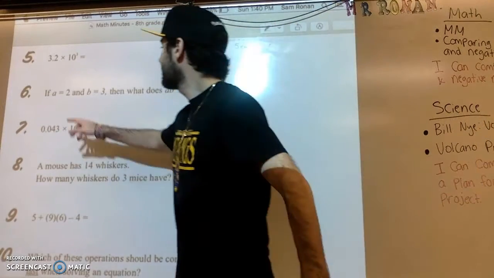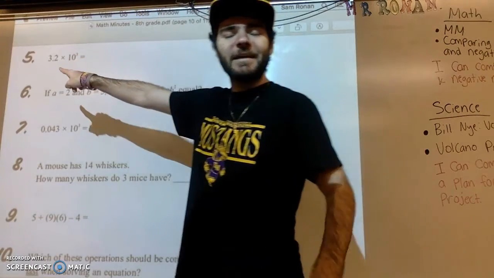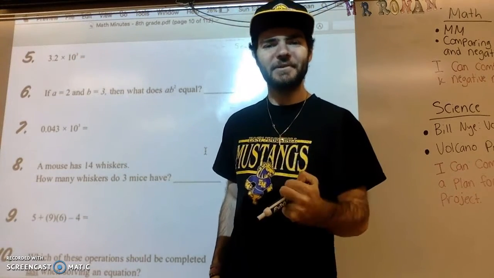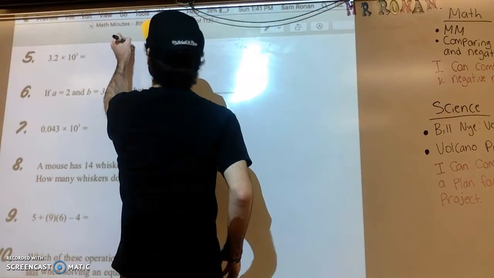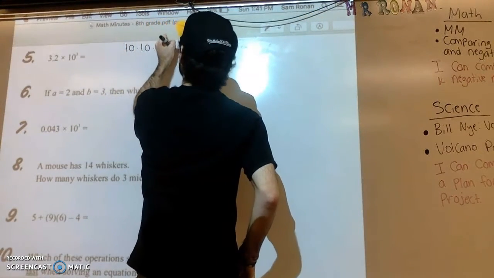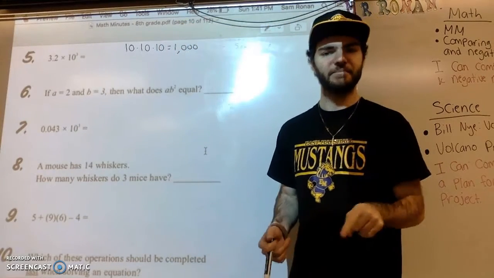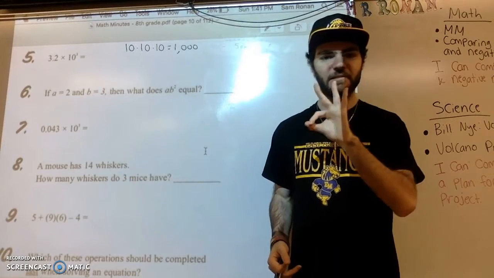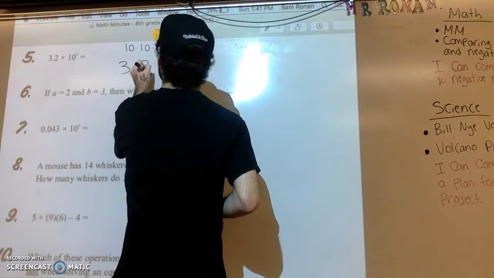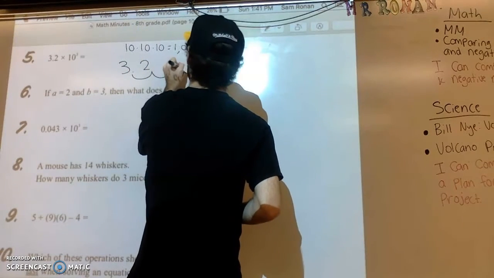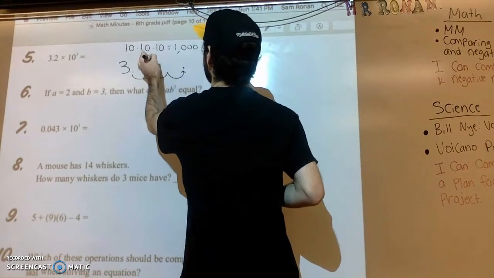Okay, right here we have 3 2/10 times 10 to the 3rd power. That 3 tells us how many zeros we're going to have. Okay, 10 to the 3rd power is 10 times 10 times 10. That's 1,000. 1,000 has 3 zeros. So how many places to the right are we moving that decimal? 3 places to the right. So let me rewrite this. We have 3.2. Now I move it 1 place, 2 places, 3 places. Those spots that we skipped, we can add a 0 to.